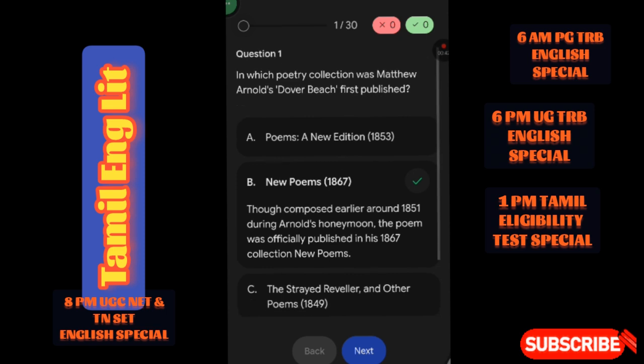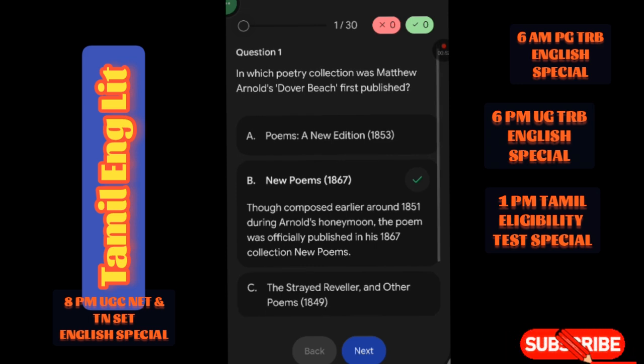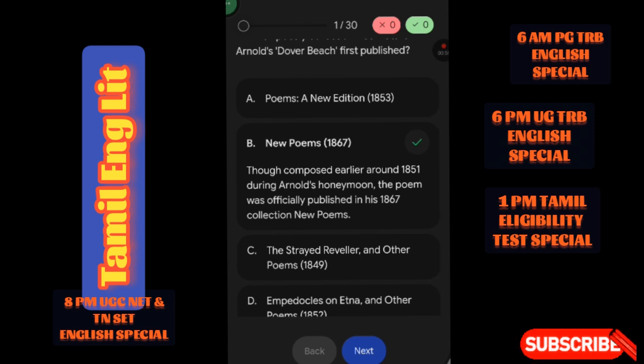In which poetry collection was Matthew Arnold's Dover Beach first published? New Poems, 1867. Though composed earlier around 1851 during Arnold's honeymoon, the poem was officially published in his 1867 collection, New Poems.